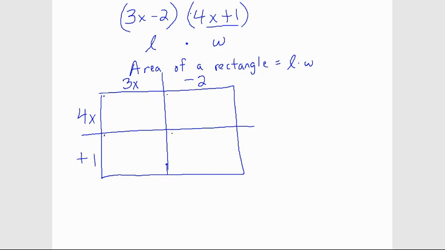So if this was a rectangle with dimensions 3x by 4x, I would find the area by multiplying these two together. This would be 12x squared. 3 times 4 is 12, and x times x is x squared.